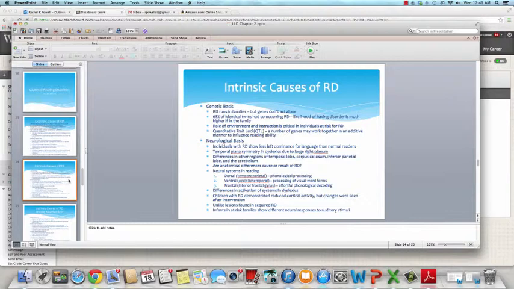And then also finally, infants in at-risk families do show different neural responses to auditory stimuli than typically developing infants. But this research is very new, and again, we need more research to be conducted to know the complete implications of neurological causes of dyslexia.